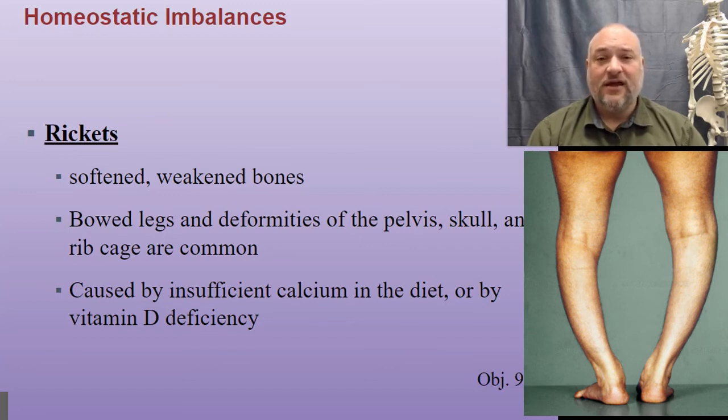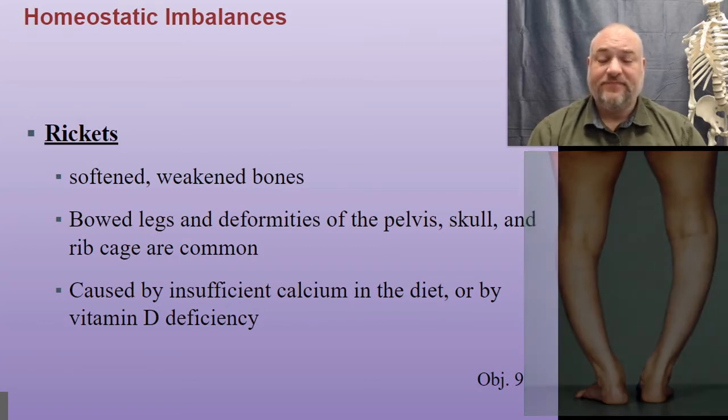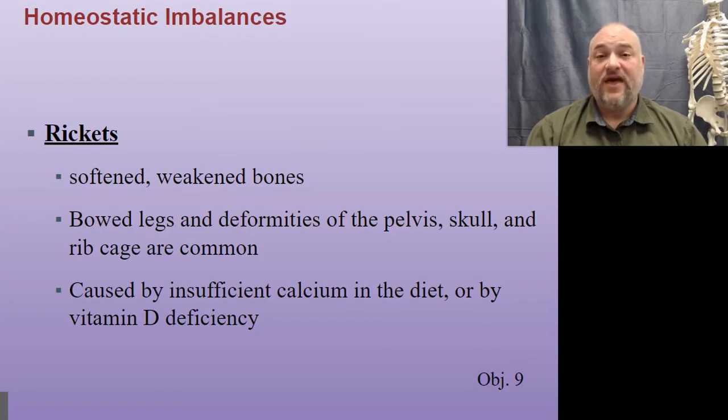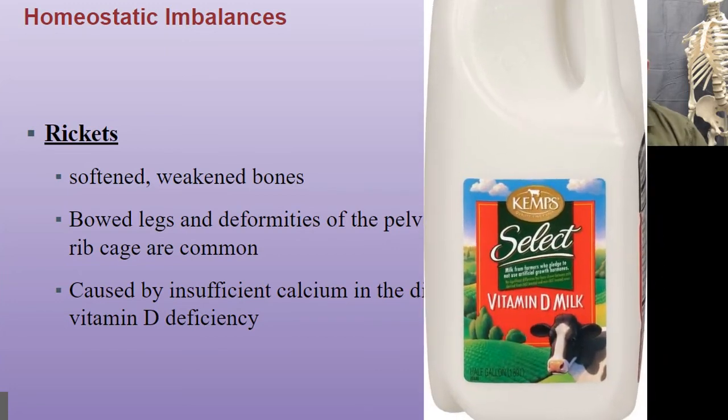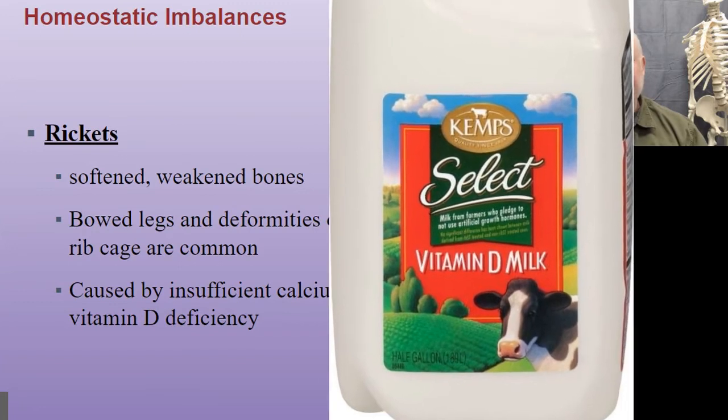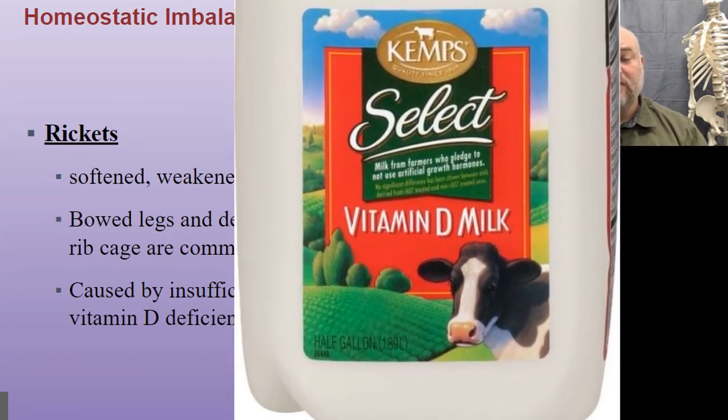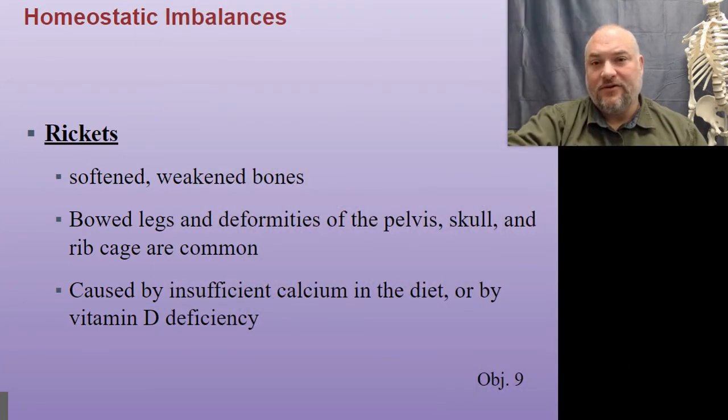So if you're not getting enough of both of those, you just can't build your bones as strong as you need to. So they will be soft, and then they'll malform based on different stresses that are on them. That's rickets. So you can solve that with a good diet high in calcium and vitamin D. That's why we started fortifying milk with vitamin D years and years ago. You'll see like whole milk is listed as vitamin D milk. They did that to help combat rickets.